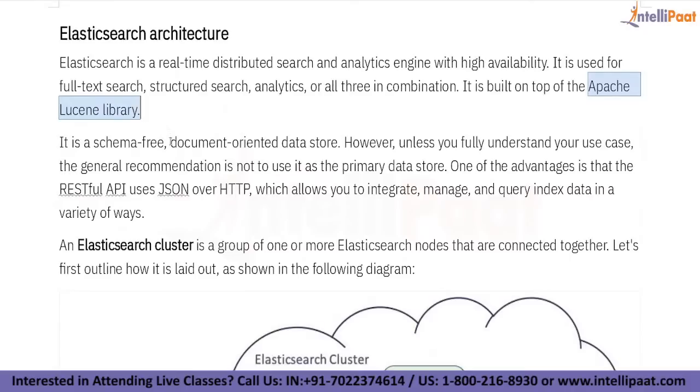document-oriented data store. Okay, you can just upload a document, it will store it. However, once you fully understand your use case, the general recommendation is not to use it as a primary data store. Primary data store means storing your actual primary information about your customers or your business information. And I told you the advantage is that the RESTful API uses JSON over HTTP, a single line, which allows you to integrate, manage, and query index data in a variety of ways. So due to this simplicity, right, it's highly available in multiple use cases. And Elasticsearch is most important.